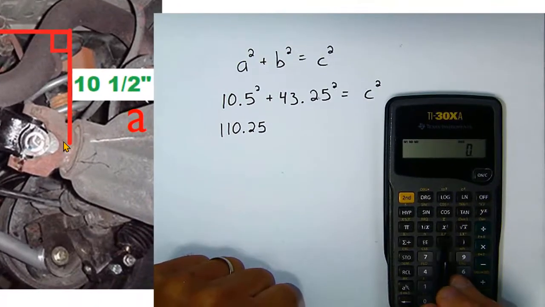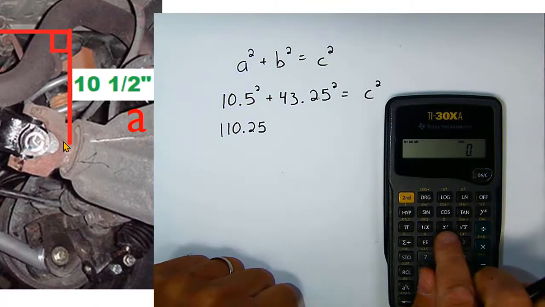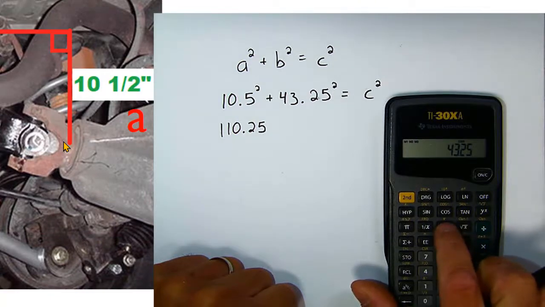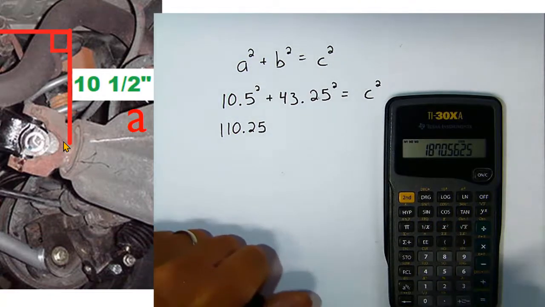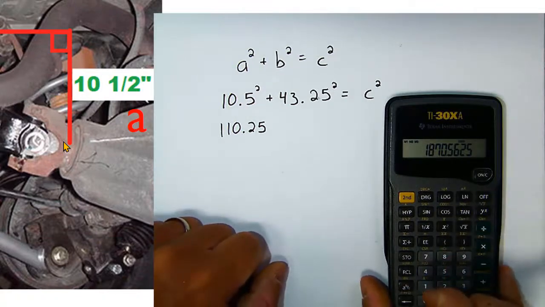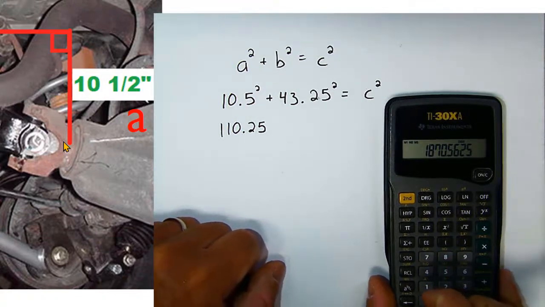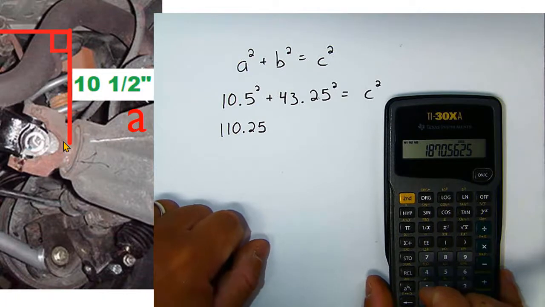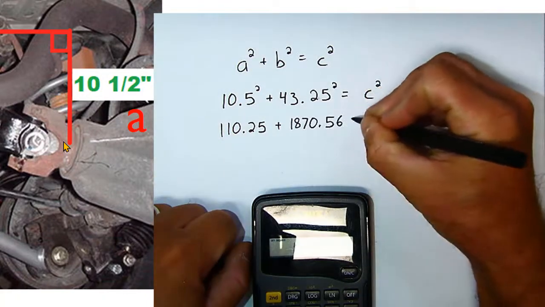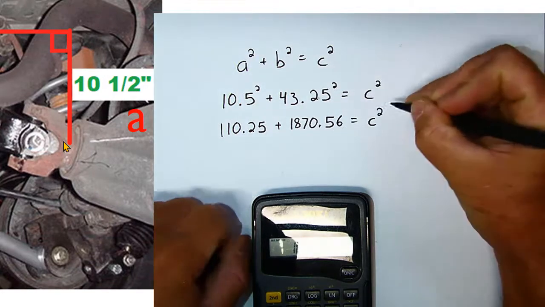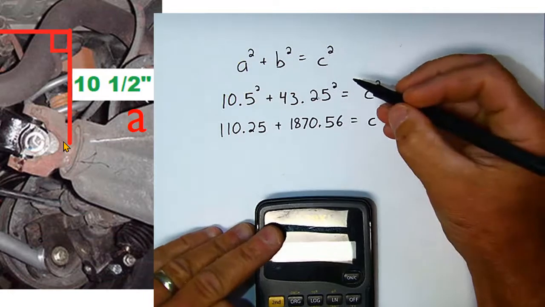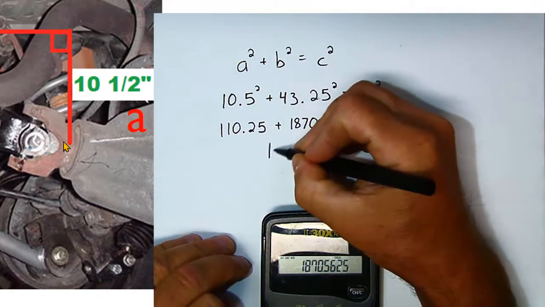You might also have a squared button on your calculator like this one. So 43.25 multiplied by itself, or squared, turns out to be 1870.56. We don't need quite that many decimals, so 2 decimals will be fine for our work with the Pythagorean theorem, 1870.56. Those still have to add up to be C squared. So our next step would be to combine those. And when we add those, we get 1980.81.